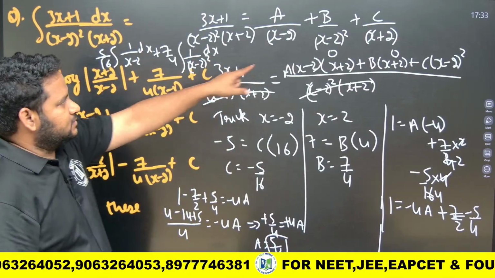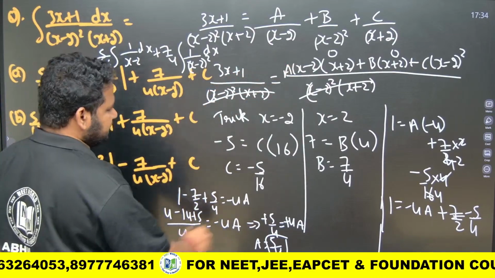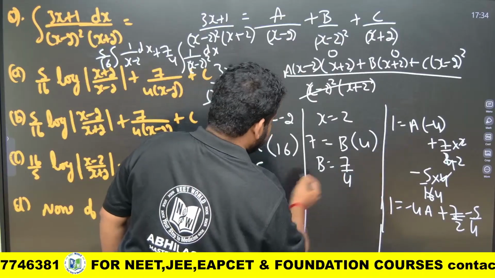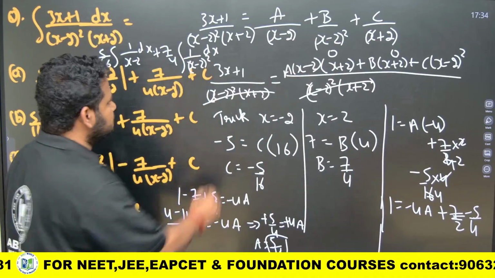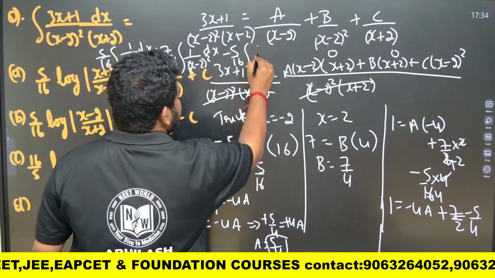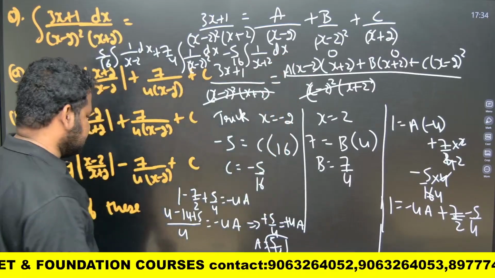Plus c by 2. What is the value of c we got? c is minus 5 by 16. So this is minus 5 by 16 into the integral of 1 by x plus 2 dx. Okay, this is what I get.